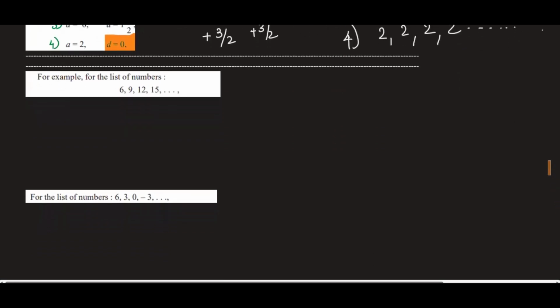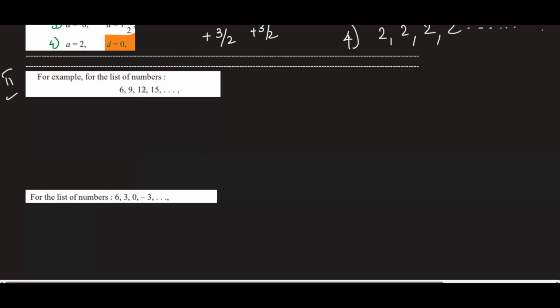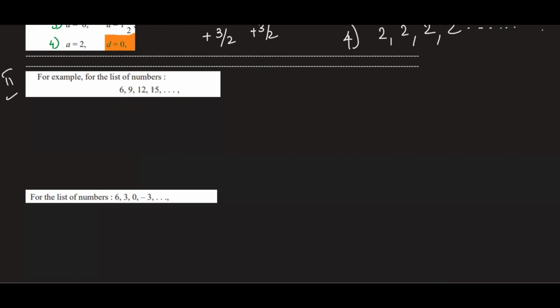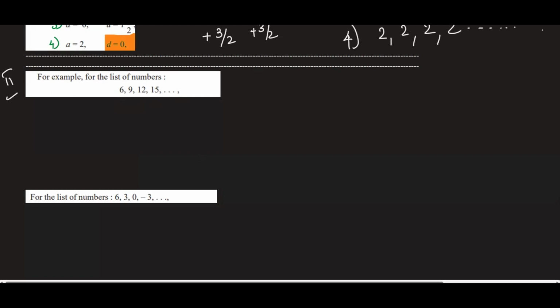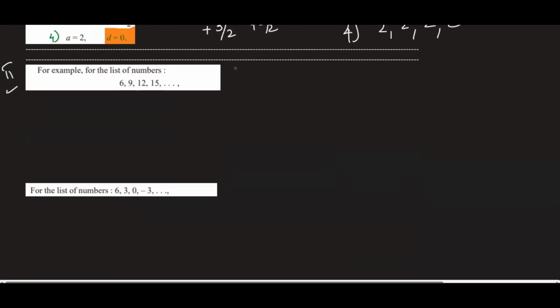Now, this is the second scenario. What is the second scenario? In the second scenario, they will give us the AP series, and we should be able to find what A is and what D is. We will also see whether this forms an AP.